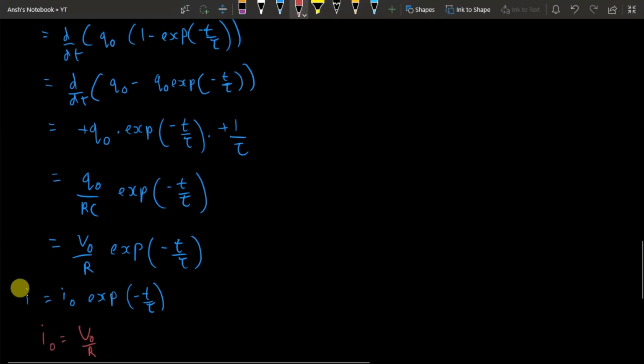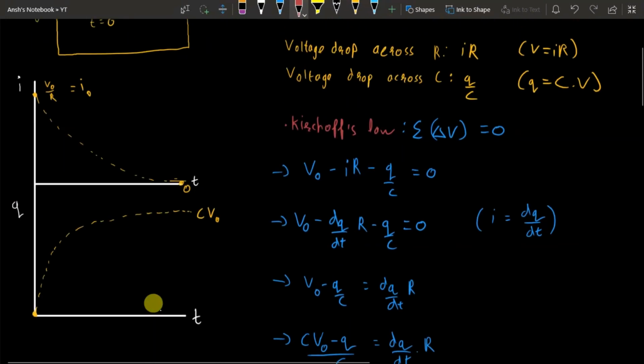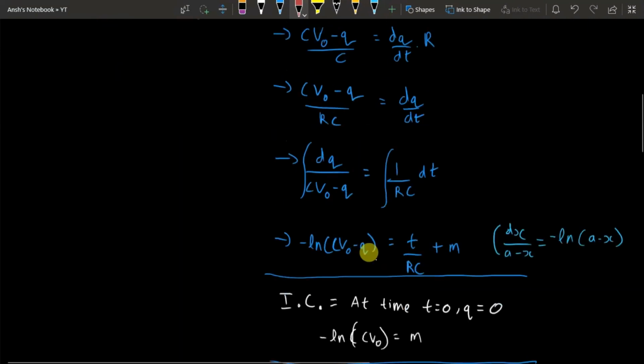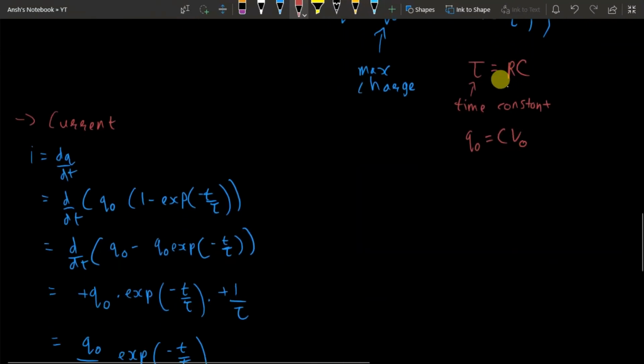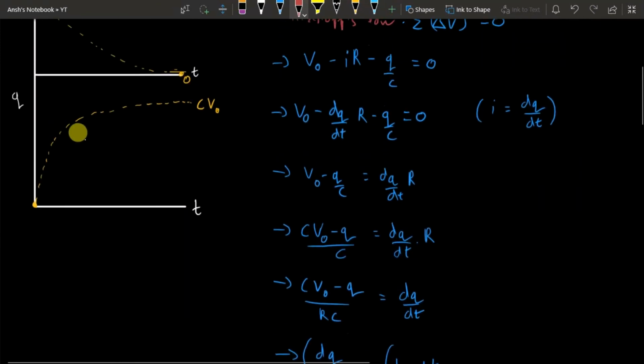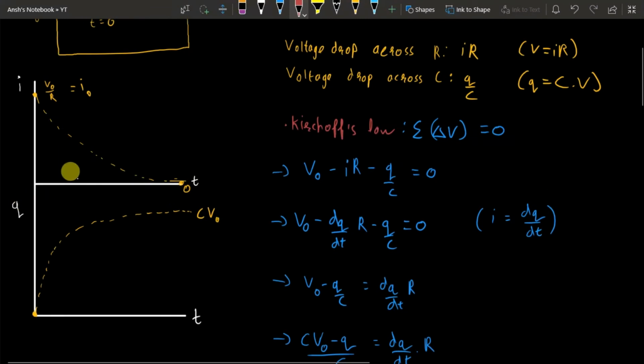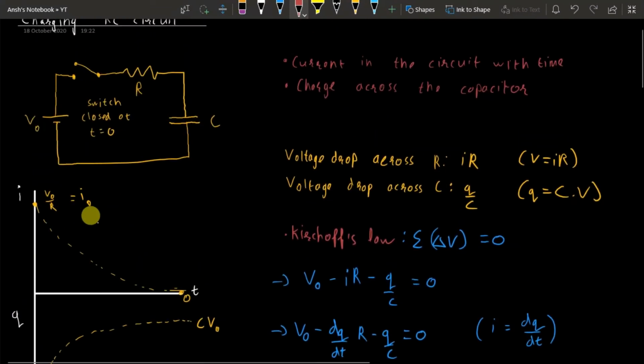And as you can see, the current in the circuit depends again on the time constant. So if we have a very small time constant of the circuit, the current will dissipate very quickly. Whereas if we have a large time constant, the current will dissipate very slowly. And that is how the time constant, which is the product of R and C, affects our circuit. So we now have derived the charge and the current that will flow in the circuit as a function of time. And that's all that we're going to cover in this video.